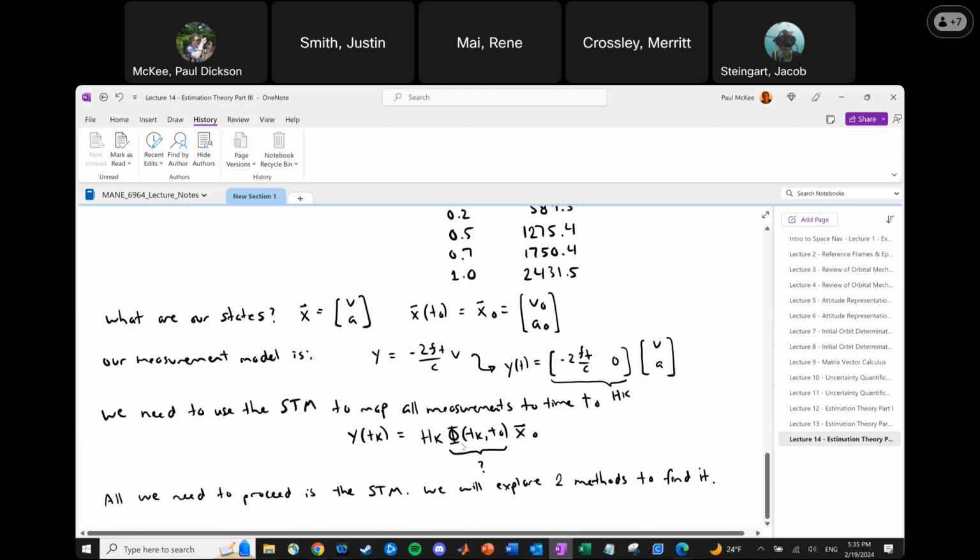So apart from the fact that the state transition matrix might seem arcane and weird, and, Paul, I don't know how to find that, don't worry, we're going to go over an example right now. But any other questions about this problem? Anything not make sense?